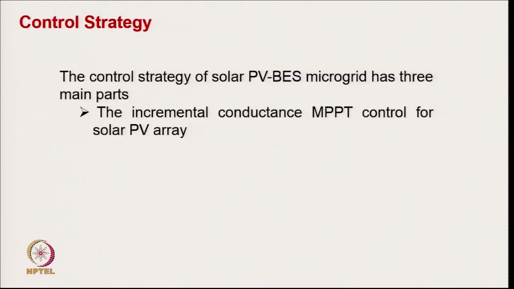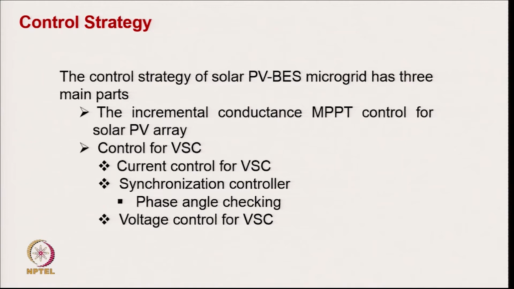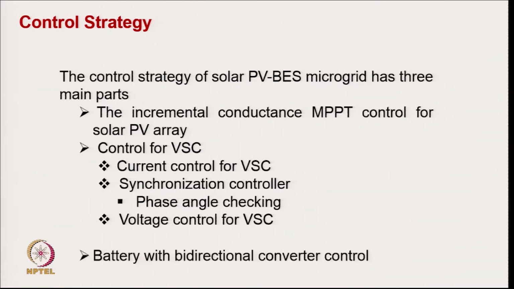The control strategy has the following parts. Maximum power tracking algorithms have to be used for maximum power extraction from the solar PV array, and control of the voltage source converter, with current control when you are typically in grid connected mode, and a synchronization controller for when the grid appears and the grid disappears. So, you have islanding and you have to connect back. You have to check the phase angle of the point of common coupling voltage as well as the grid voltage, and control for the synchronization, and then voltage control, of course, for islanding operation of the voltage source converter, and the battery with bidirectional control.